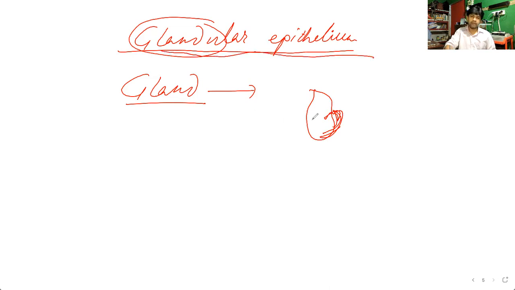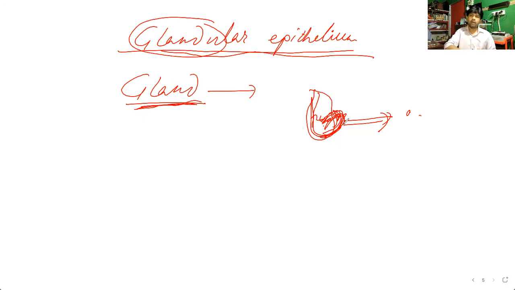But not all the time. That is why it cannot be considered as a new category of epithelial tissue. So it happens in some cases. So these glands may be a sweat gland, or an oil gland, or an endocrine gland, any gland. It may be an endocrine gland, exocrine gland, sweat gland, oil gland. Okay, like this, any gland it may be. So this is also another type of epithelial tissue.